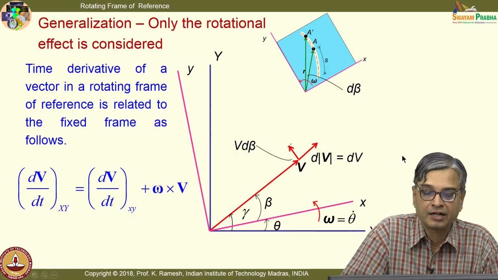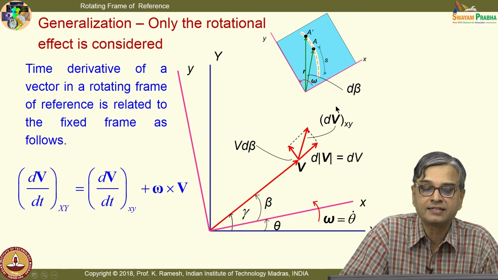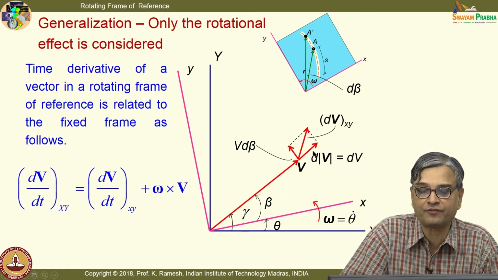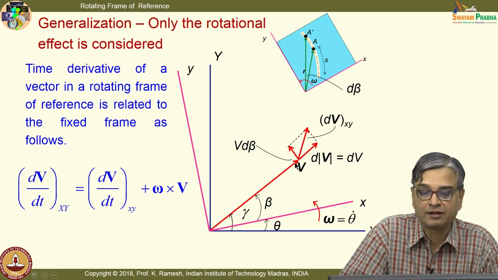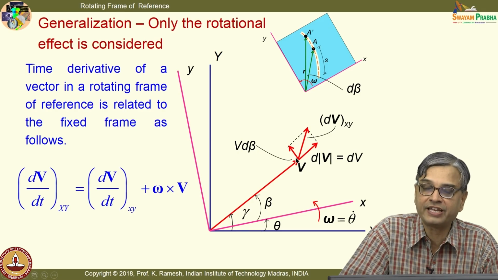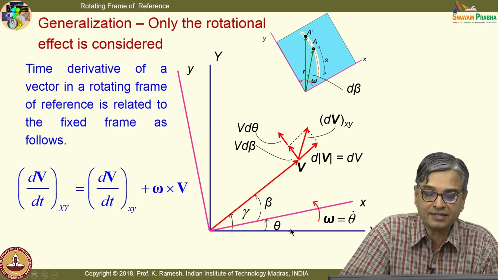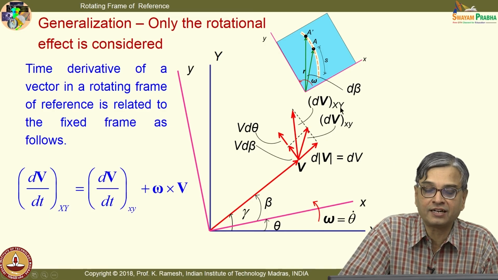And I have this. This is what the observer sitting in the rotating frame will observe as the change dV by dV xy. He has a component as a magnitude variation, as an orientation variation. In addition to this, a person sitting here would also see V d theta, and the final quantity that this person will observe is dV xy. So, this is the V prime.